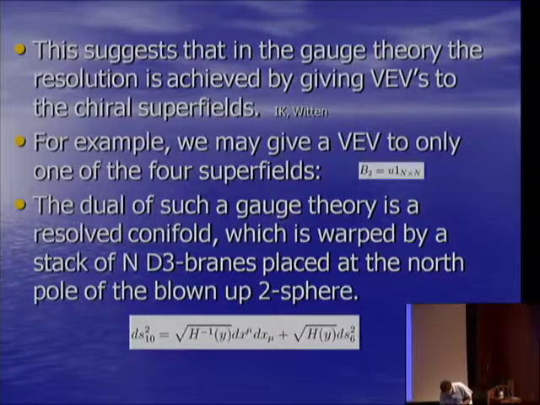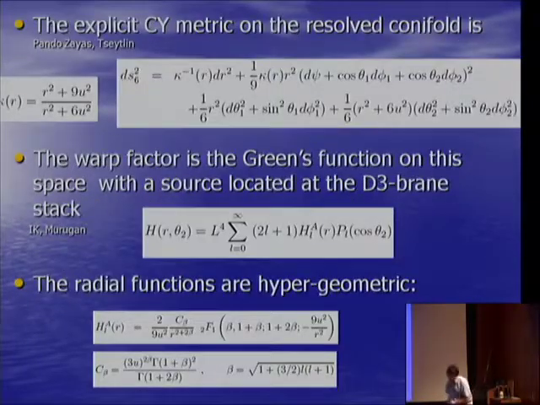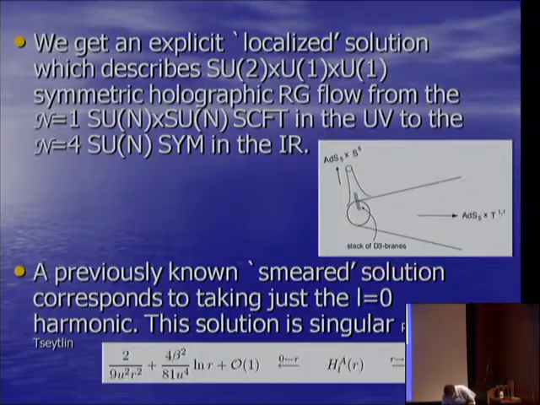With Arvind Murugan, we constructed the full warped solution with the warp factor corresponding to this. I won't talk too much about the details, but it's possible to write down the exact warp factor. The hard part here is that the warp factor now depends not just on radius, but also on one of the angular coordinates. But you can see that it satisfies a lot of the checks. Okay, and this is schematically how this holographic RG flow works in this case.